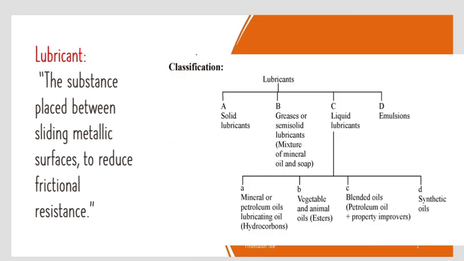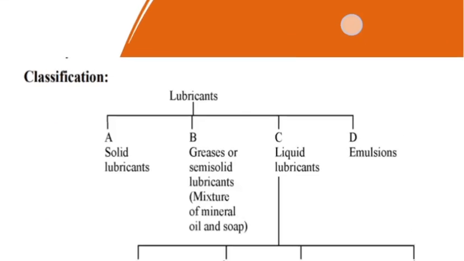First we need to study the basic definition of a lubricant, which is a substance placed between sliding metallic surfaces to reduce frictional resistance. It means we use lubricants to reduce the friction between two surfaces of any object and also to prevent corrosion. So the classification starts.